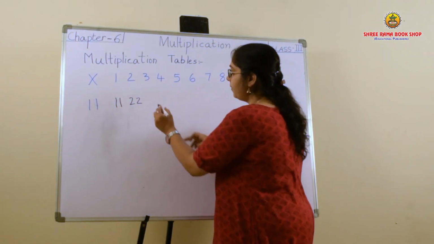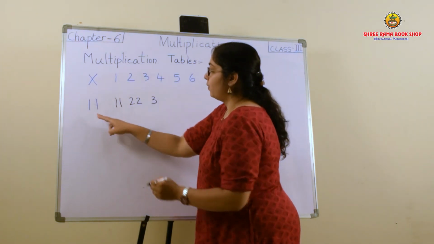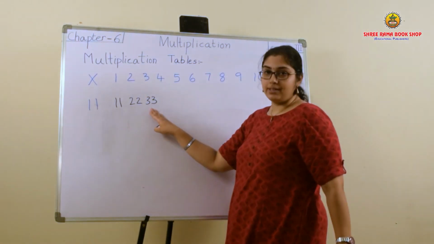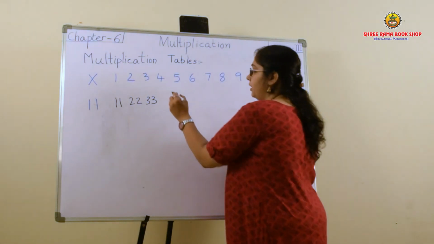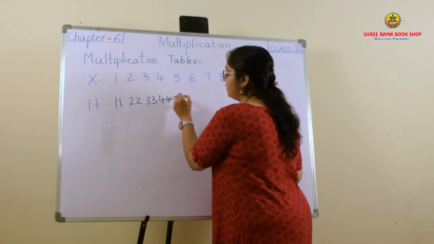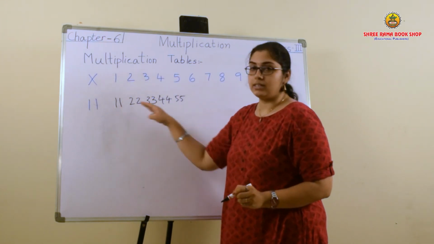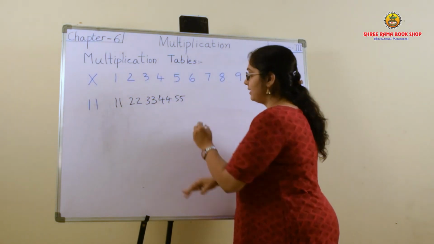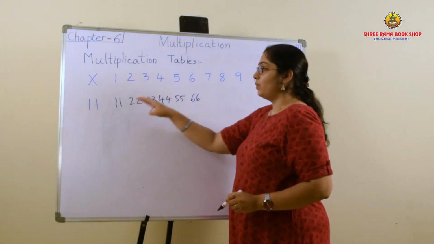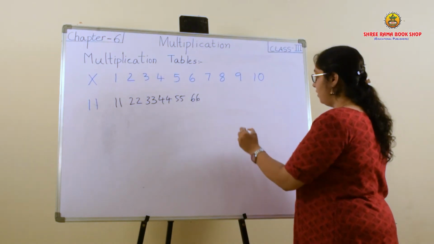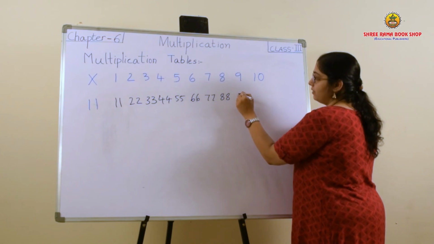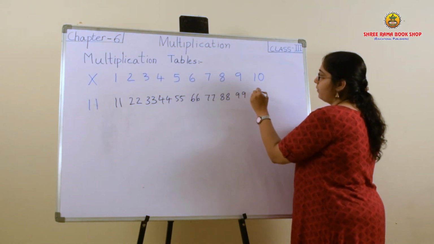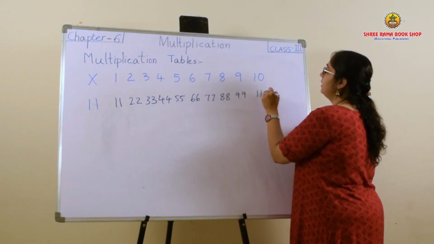3 ones are 3, 3 ones are 3. So 33 is the answer. In a similar way, I will be having 44, 55. If I multiply 5 with 11, it is 55. 6 with 11, it is 66. 7 with 11, it is 77. And 8 with 11, it is 88. And 9 with 11 is 99. And 10 with 11 is 110.